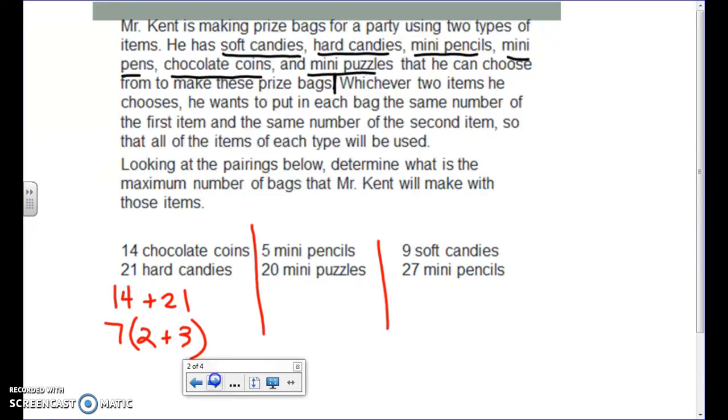Okay, so this is a great example of a problem where finding the greatest common factor is beneficial to us, because we know we could have 7 prize bags. Each one of those 7 prize bags would have 2 chocolate coins and 3 hard candies. Now the question asks us, what is the maximum number of bags that he can make with these items? So to answer the question, we would have 7 bags of these things, and we would use up everything in those 7 bags. Okay, so 7.